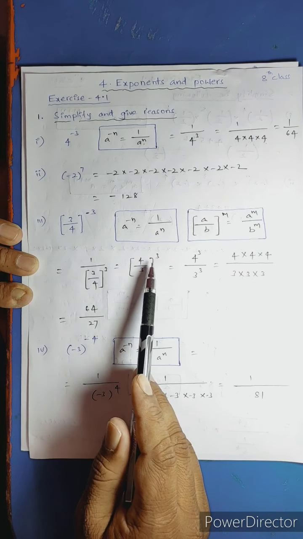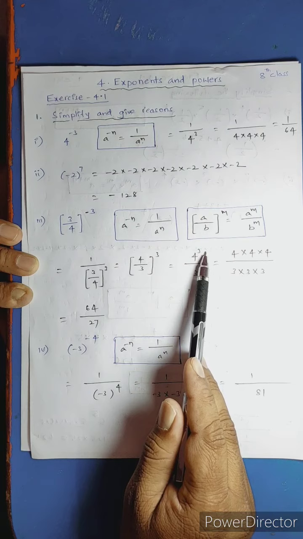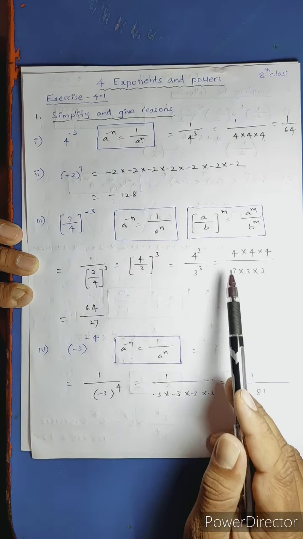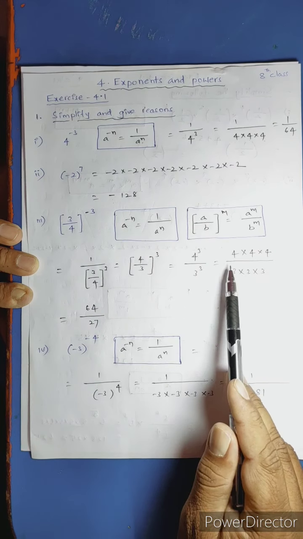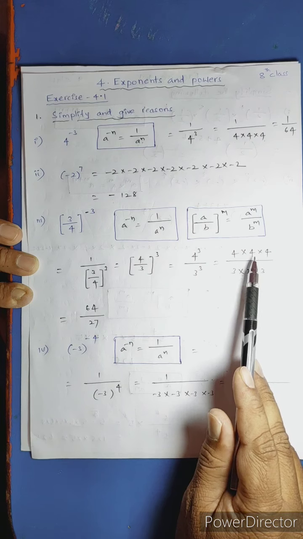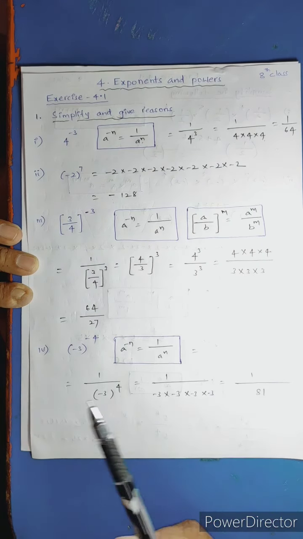Again another formula: a by b whole power of m is equal to a power of m by b power of m. Using this formula, 4 cube by 3 cube is 4 into 4 into 4 by 3 into 3 into 3. 4 4s are 16, 16 4s are 64, 3 3s are 9, 9 3s are 27.